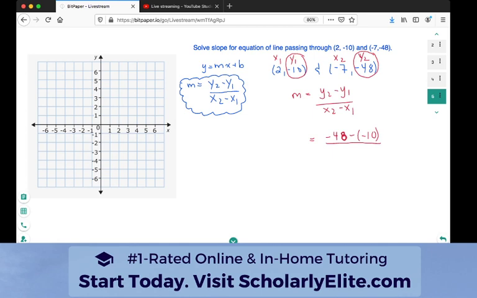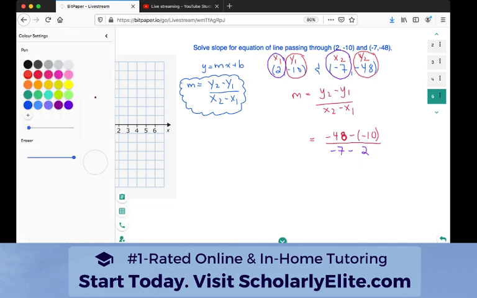So now let's take a look at the x's, sorry. So x2, and again, there's no confusion because we are very, very much outlining everything. x2 is negative 7, and x1 is positive 2. Okay, so this is not its most simplified format, so we're going to go ahead and simplify that.